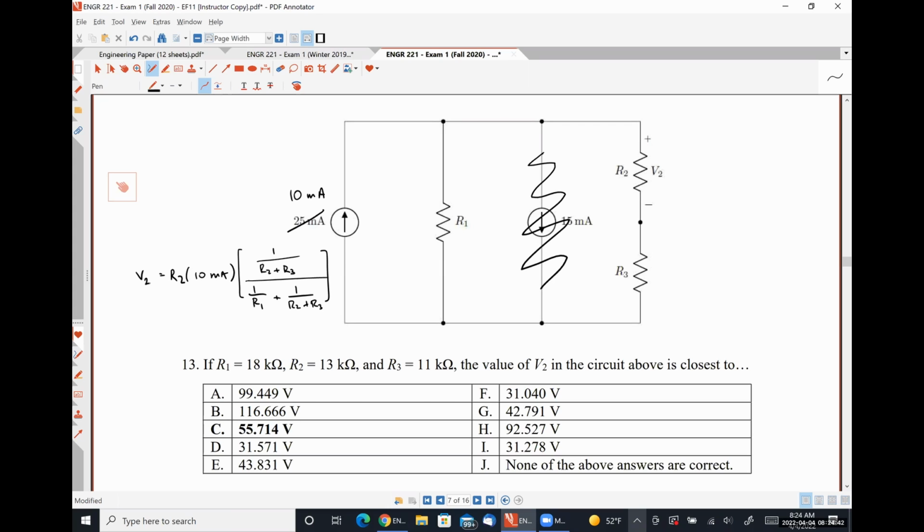You could do a source transformation and then use voltage division. Absolutely correct. So what that would look like would be V2 is equal to 10 milliamps times R1, giving us our voltage source. And then we're going to multiply that by the ratio of R2 over R1 plus R2 plus R3.